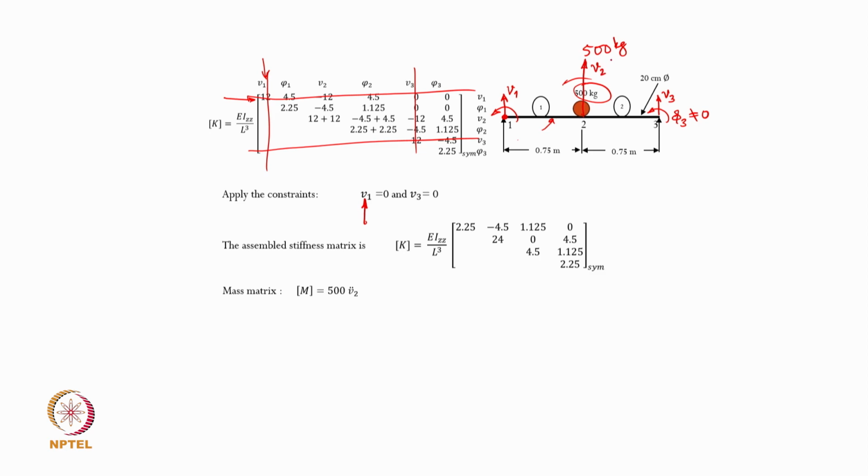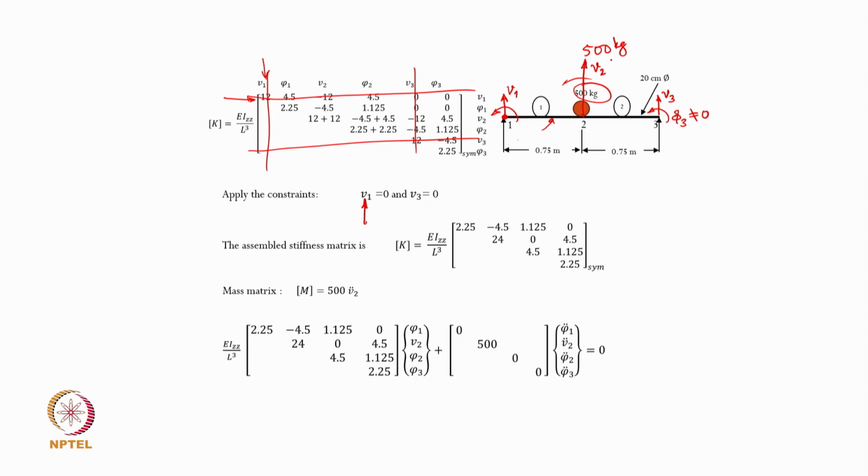And so, therefore, the mass matrix would look like this in the assembled condition, because in the assembly we all know that what we are left with is phi1, V2, phi2 and phi3.